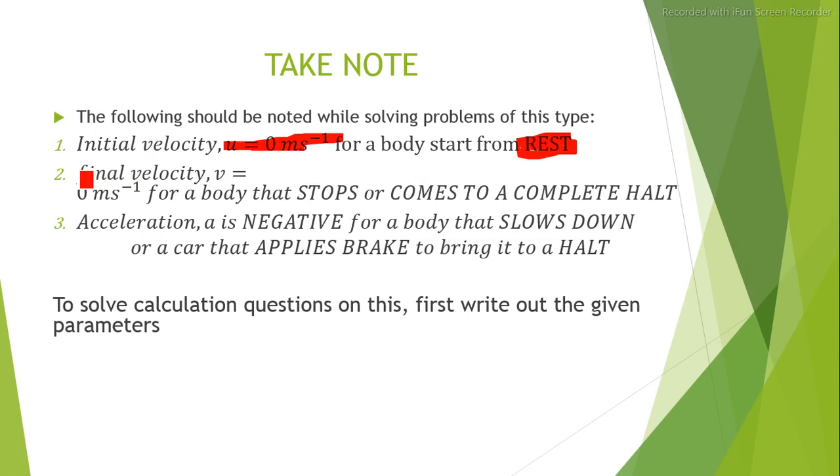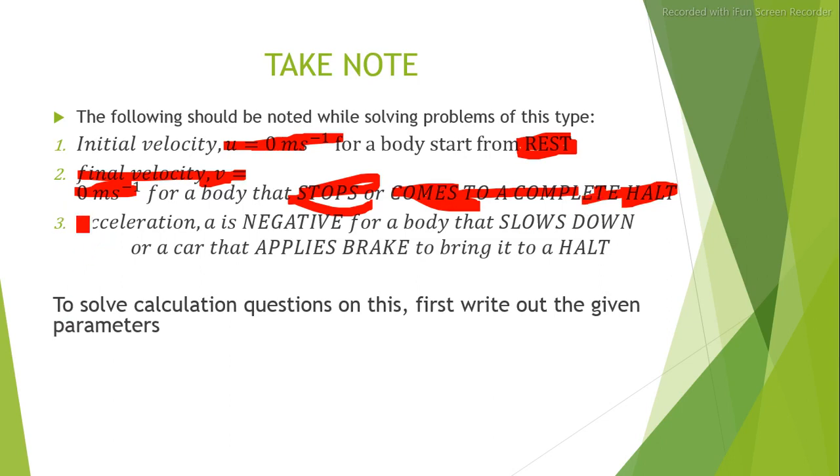2, the final velocity V can also be 0. That is when the body stops or when the body comes to a complete halt. When the body comes to a complete halt, then we say that the final velocity V is 0. U is 0 when the body starts from rest. V is 0 when the body stops or comes to a complete halt.